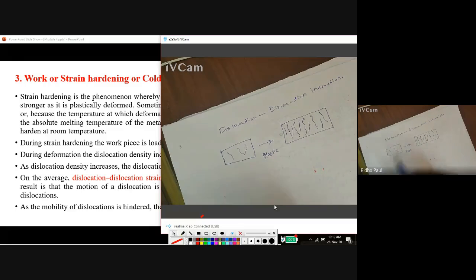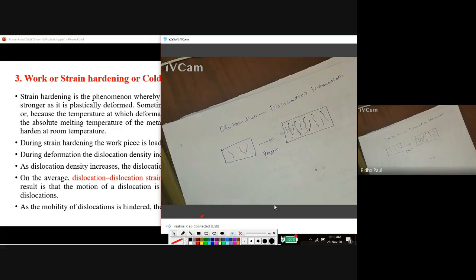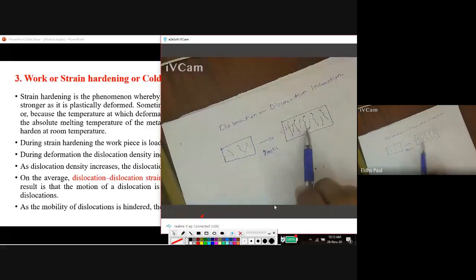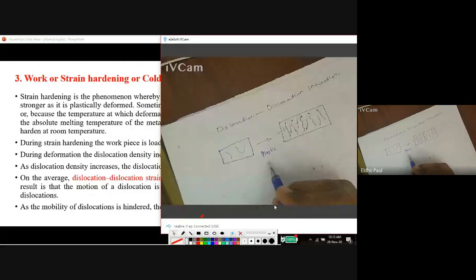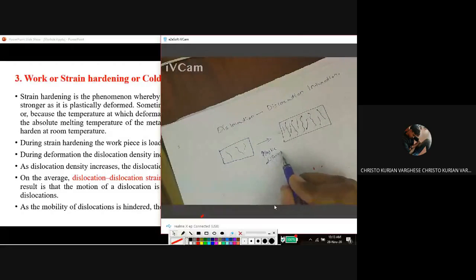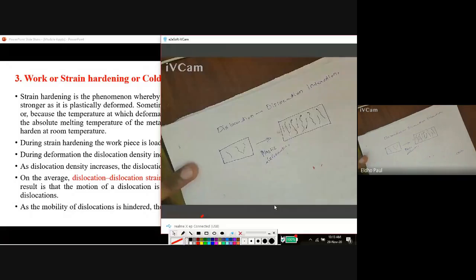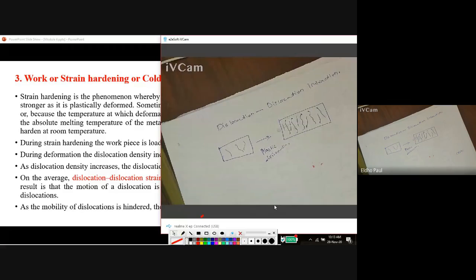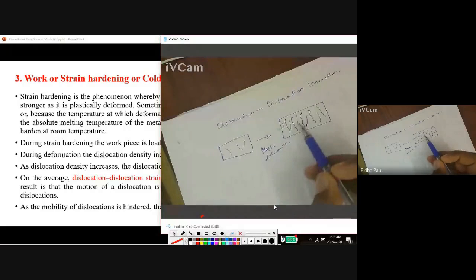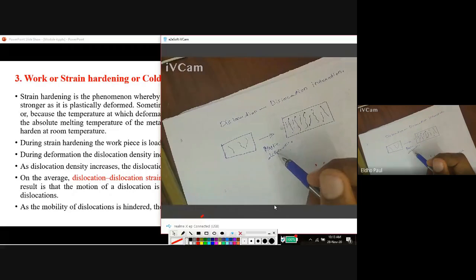What is the main reason for the increase in dislocation lines during plastic deformation? Anyone? Frank-Read source. Okay, so the main reason is the Frank-Read source. By plastic deformation, each dislocation multiplies and a number of such dislocations are formed.